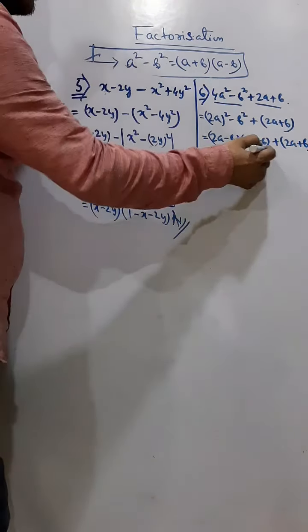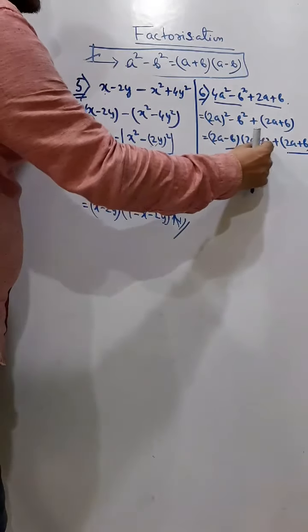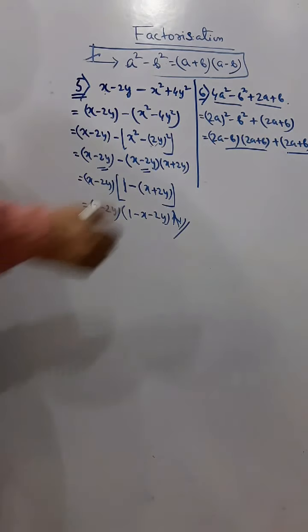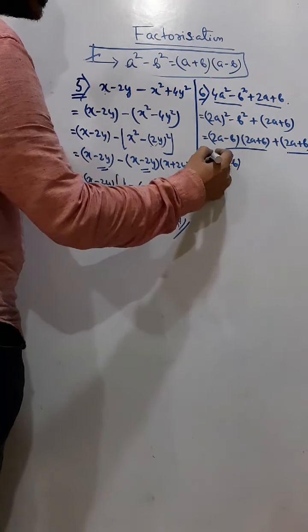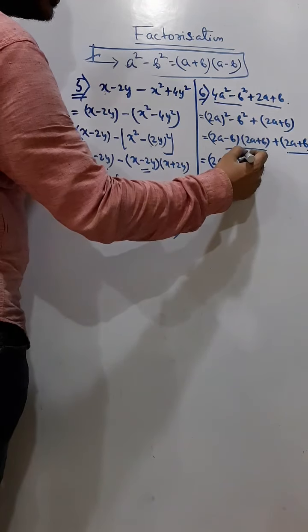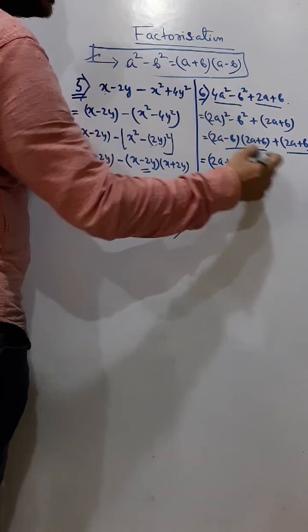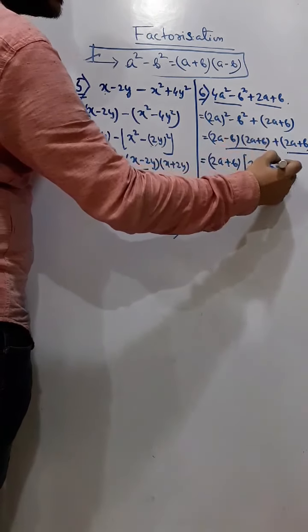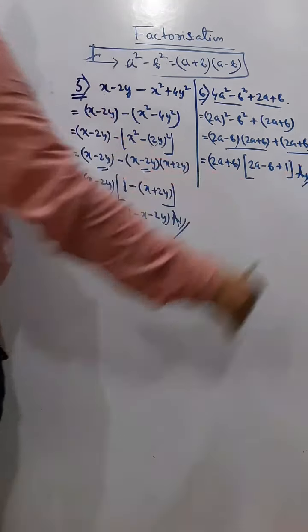So here also you have two groups. So in both these groups I am getting 2a plus b common. So now I can take 2a plus b common in both. Now I am left with what? 2a minus b on this part, then plus 1. So this is my final answer. Okay.